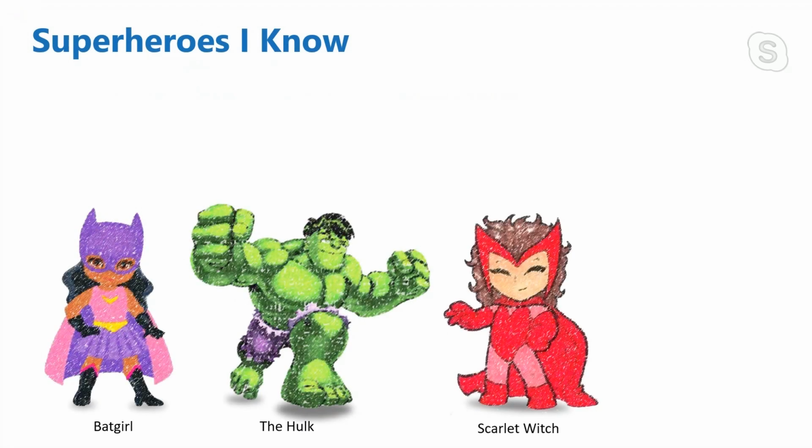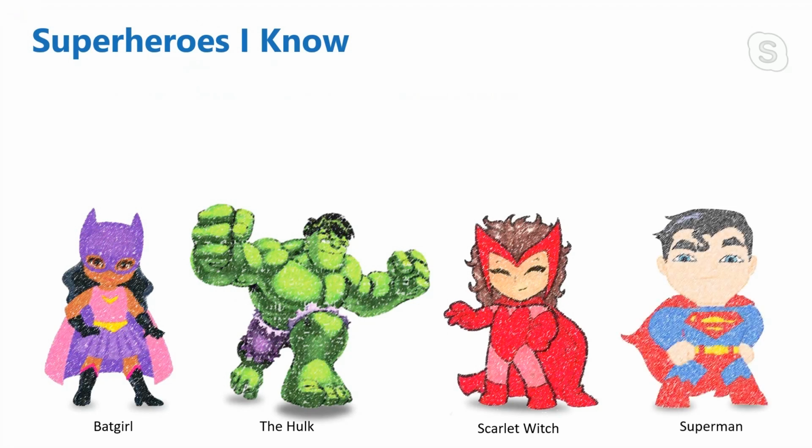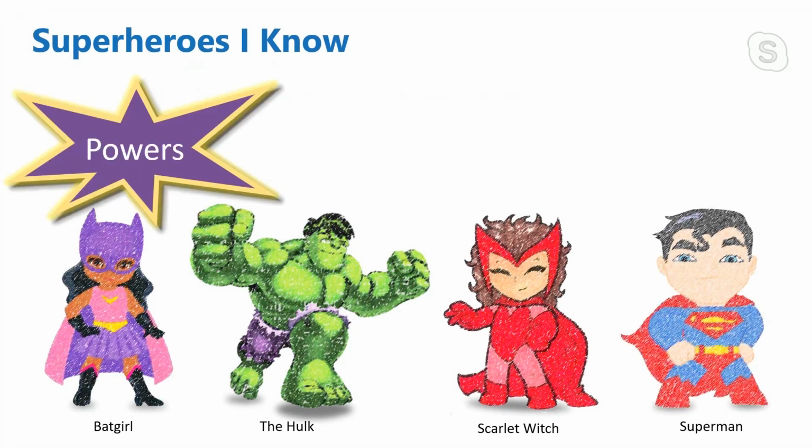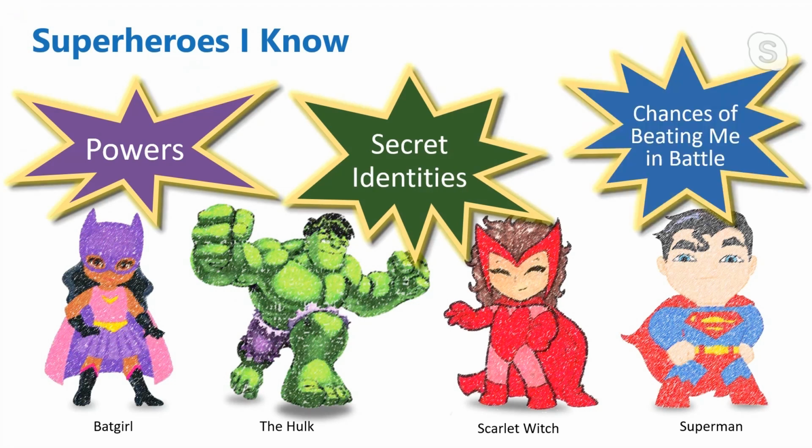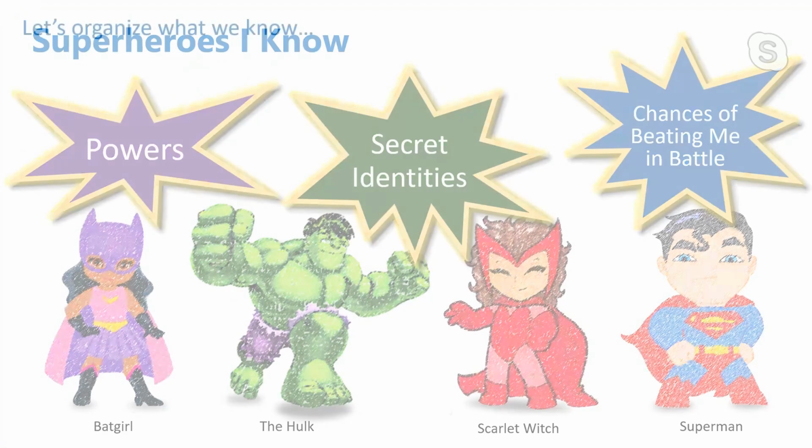Now, I know some things about some superheroes. I know about Batgirl, I know about the Hulk, I know about Scarlet Witch, and I know about Superman. I know about their powers, and I know about their secret identities, and I know about their chances of beating me in a battle. And let's organize the information that we know.